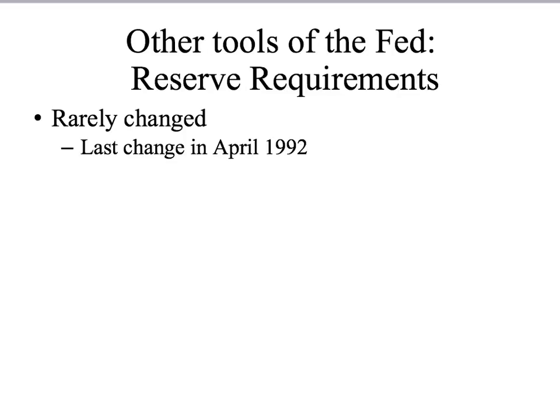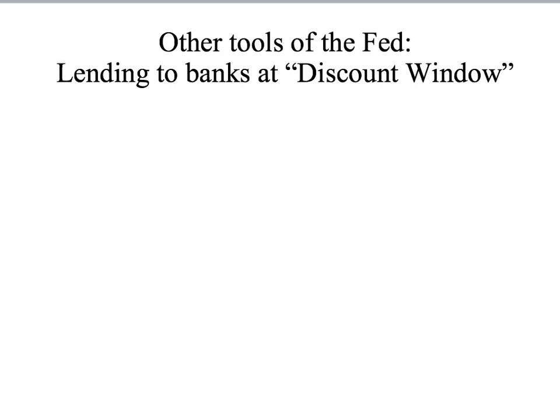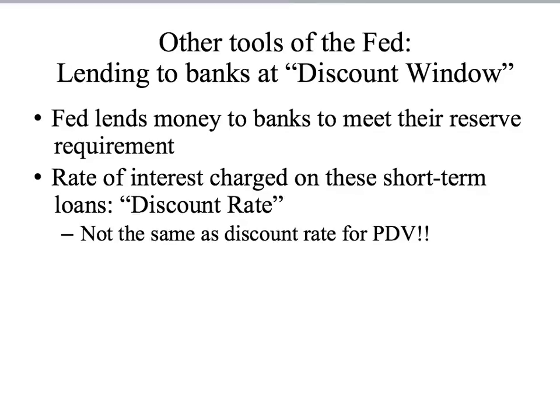Another tool of the Fed is that they lend to banks at what they call the discount window. Now the Fed lends money so banks can meet their reserve requirements. This is usually a really short-term loan, oftentimes overnight. The rate of interest that they charge is called the discount rate. Now remember, this is not the same as the discount rate for present discounted value. This is just the rate at which they charge for loans.